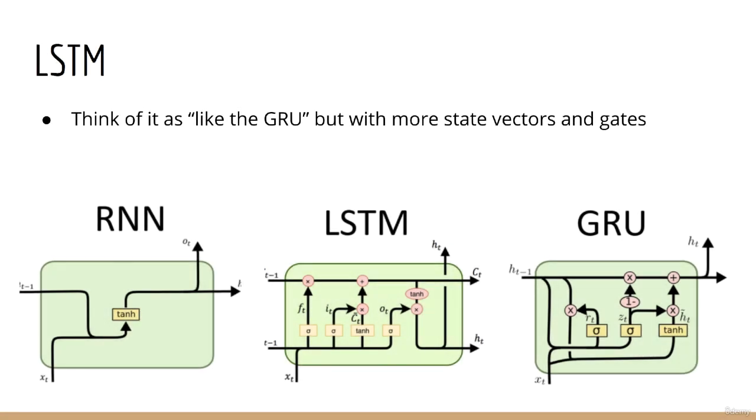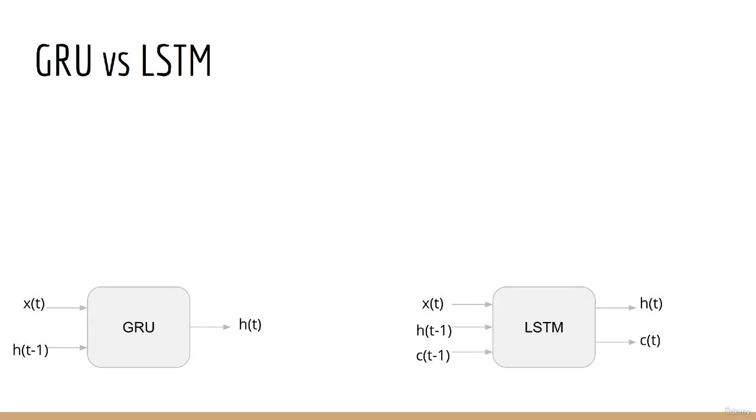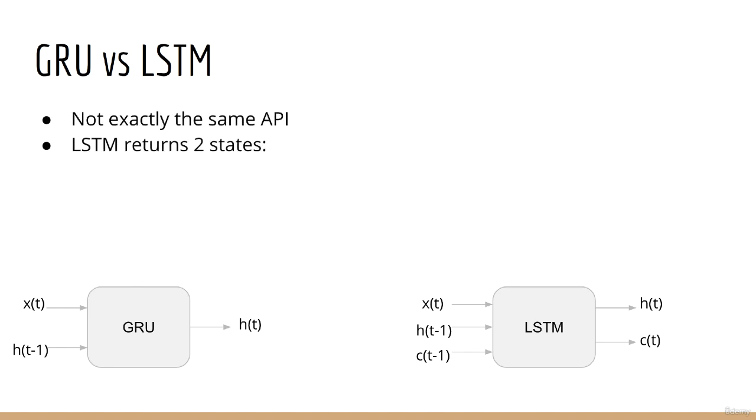So how does the LSTM work? Basically, you can think of it as like the GRU, but with more state vectors and more gates. Again, it's my preference to understand the LSTM through the equations, but if you find these visualizations helpful, then you can feel free to look at that as well. The first difference with the GRU and the LSTM is that the LSTM has 2 states. In addition to h of t, which we call the hidden state, we also have c of t, the cell state. Sometimes the cell state is considered an additional hidden state, so you actually might pass both of these on to the next dense layer.